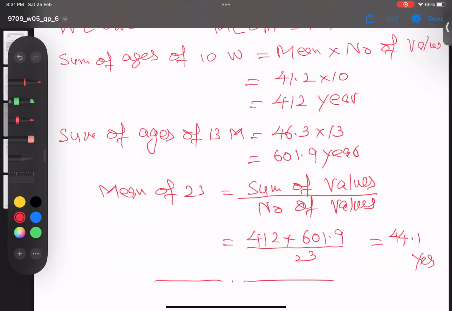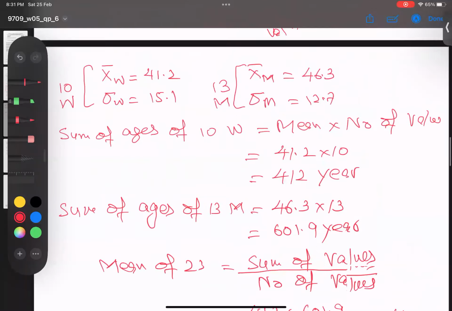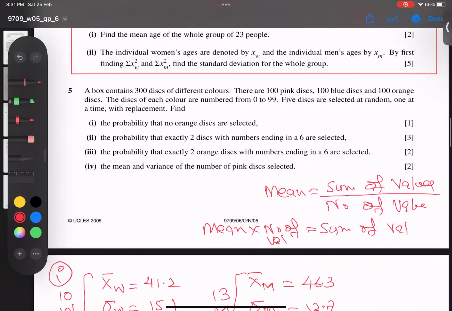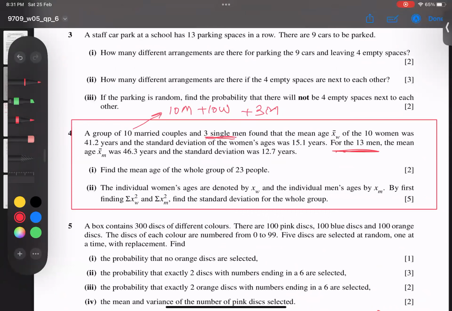So I hope all points are very clear. We got it. Alhamdulillahi Rabbil Alameen. Now this first part is over. He was asking two parts, so the first part is over. Let's talk about part number two.